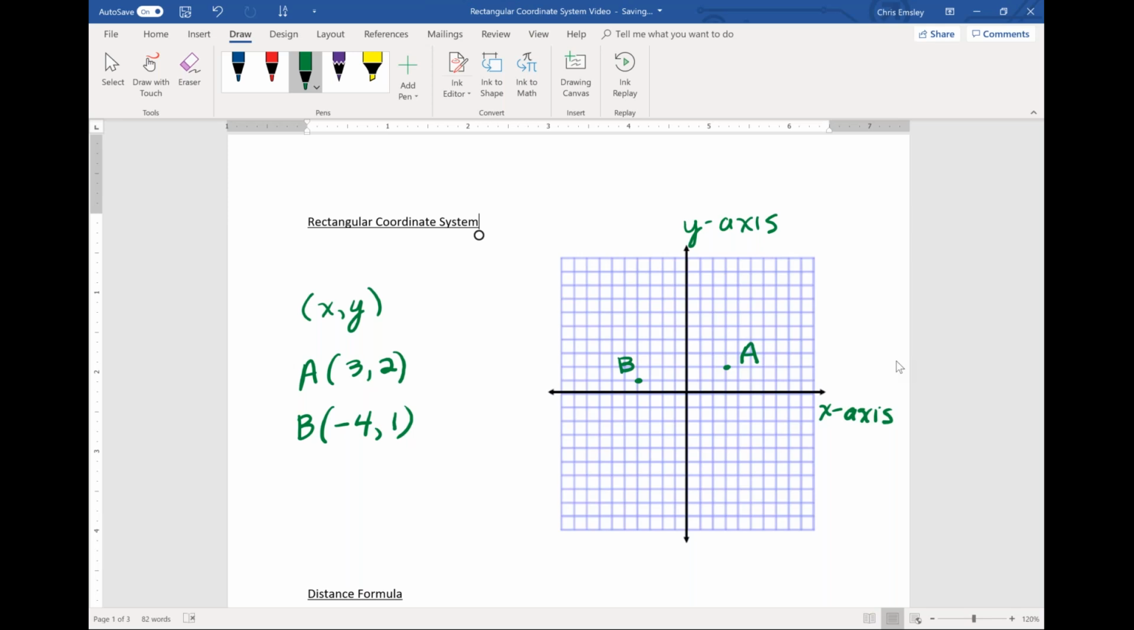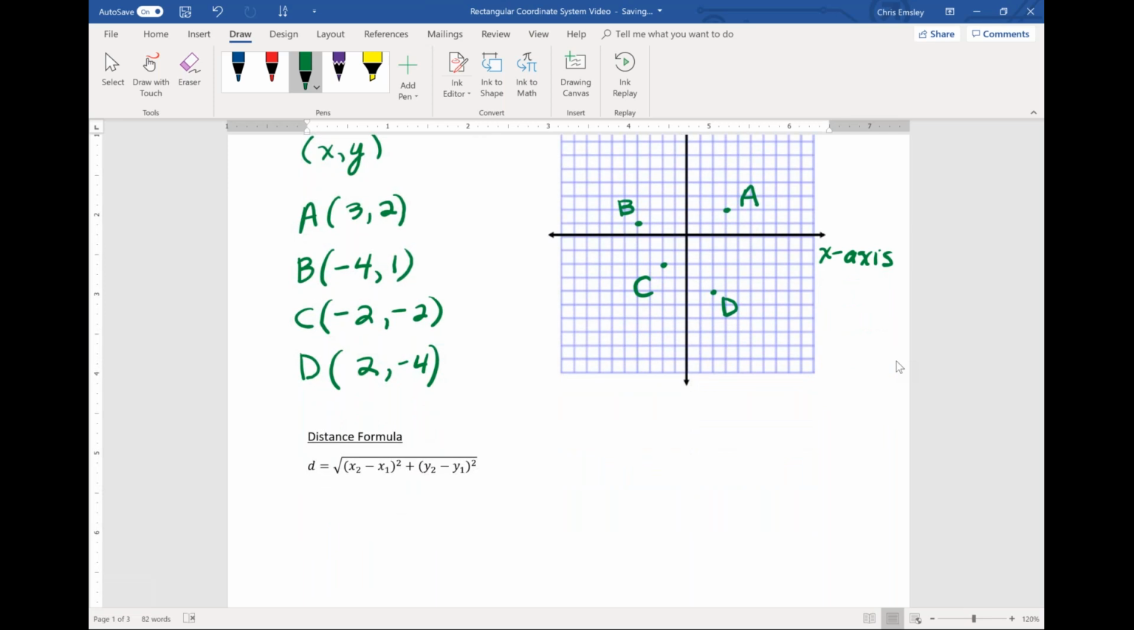We could have a point in the third quadrant. That would be where both x and y were negative, -2, -2, that would be about right there. And then we could have a point over in the fourth quadrant, maybe a positive x value and a negative y value. So +2 and -4, that one would be here. I'm sure you've seen a coordinate system before and are used to ordered pairs. That should just be review.